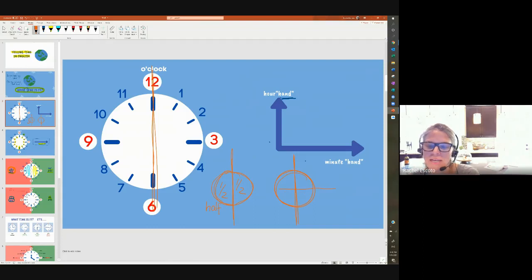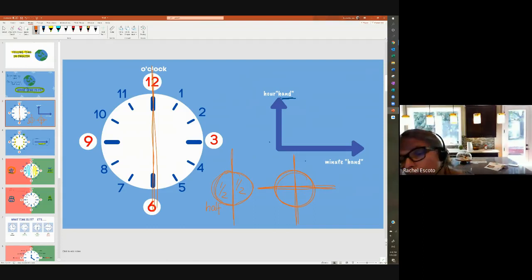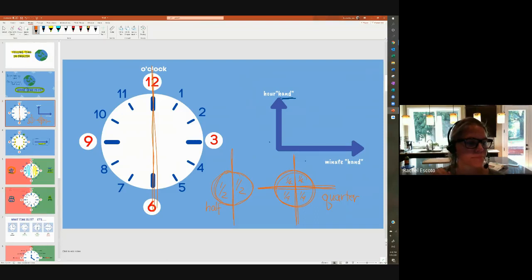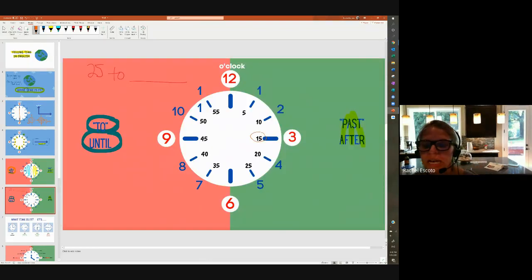But what happens if I draw another line like this? Well, now I have quarters. This is 1/4, 2/4, 3/4, 4/4, right? So we call this quarter, right? So right here, this is 15, but it's also quarter. This is 30, but it's also half.